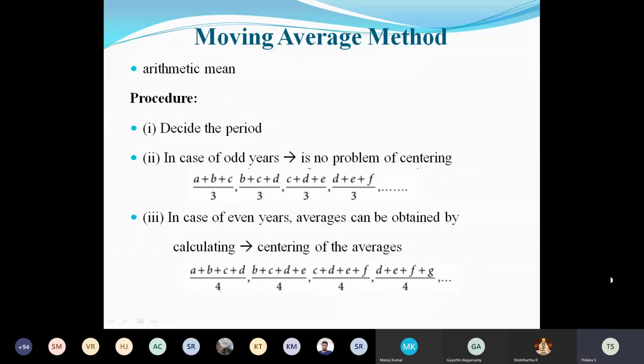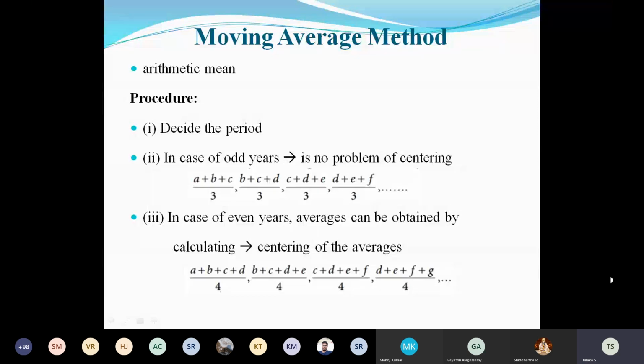So the procedure, how to do this moving average method. First, you have to decide the time span, the time period. Maybe it's for 3 years or 4 or 5. So we have to decide the time span first. In case of odd years, normally it starts from 3 years, because if it is divided equally into 2, that comes under the semi-average. So this starts from 3 years. If it is on the odd numbers, that means 3, 5, 7. So this is the procedure to calculate the averages.